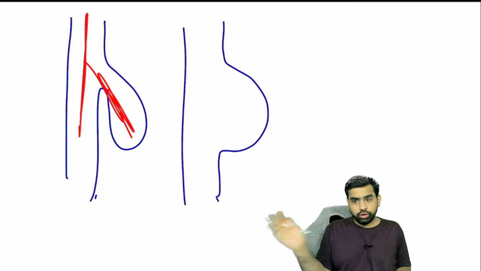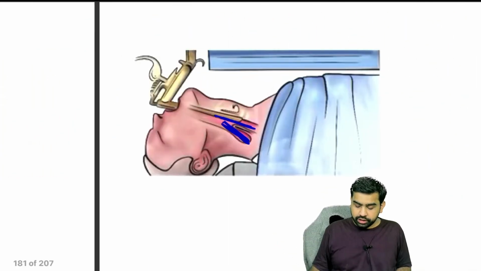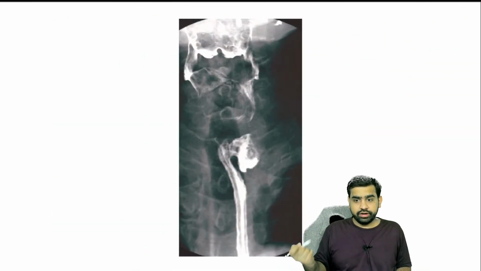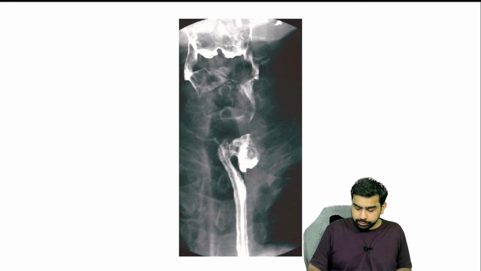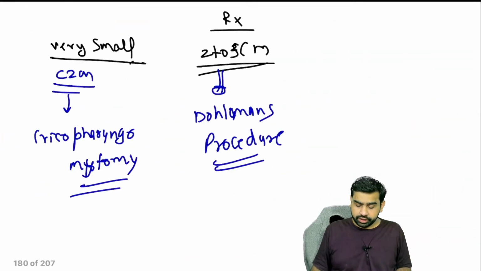Okay, so the wall is basically taken down, and now there is a common pathway. This is what you need to understand. This is a stapled diverticulopexy. This is a barium swallow, where you are getting this particular Zenker's diverticulum.